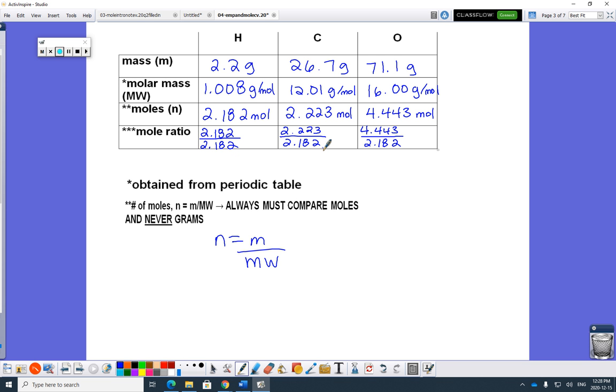Okay, so 2.182 divided by 2.182 is 1. So how many hydrogen atoms are in our simplest formula? 1. Now, when we divide these two, we get 1.02. We can't have 1.02 of an atom, but what's that really close to? 1. What we're doing is trying to compare this to this. These numbers look really close. It's probably 1 to 1. And then when you look at this one, you can think 4 divided by 2, what am I probably going to get? 2. You get 2.04. That is very close to 2.